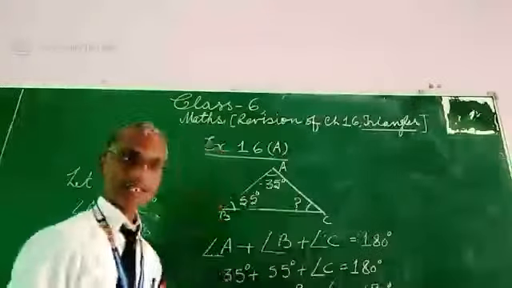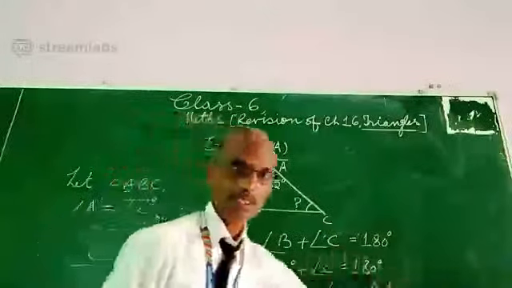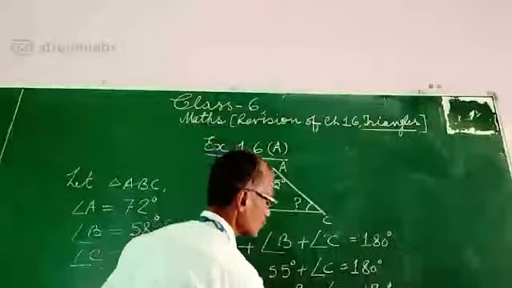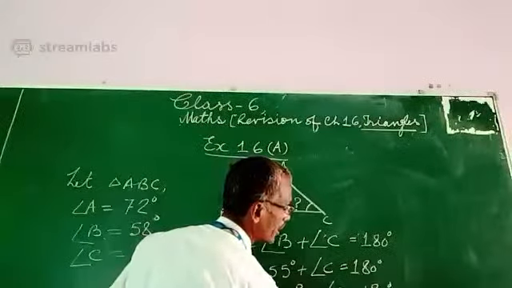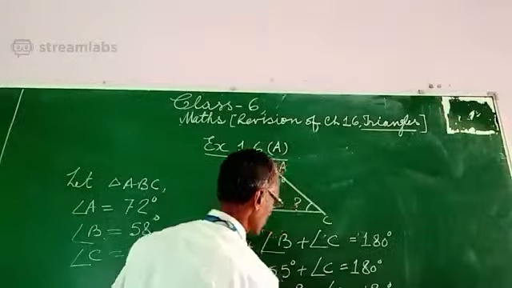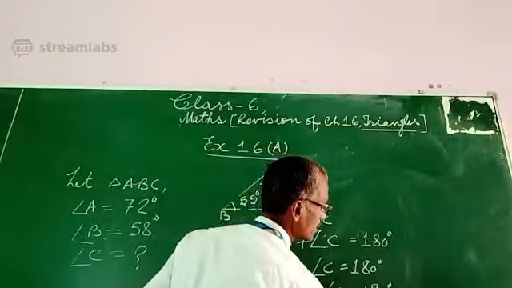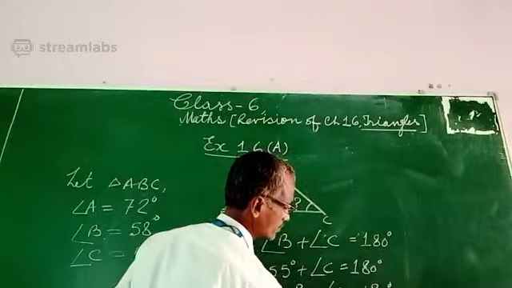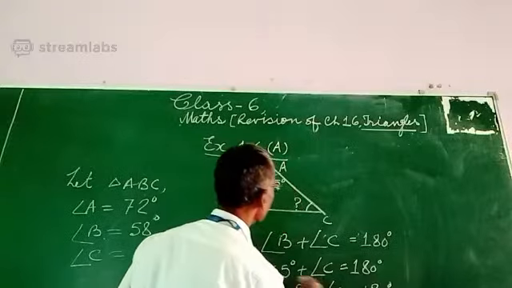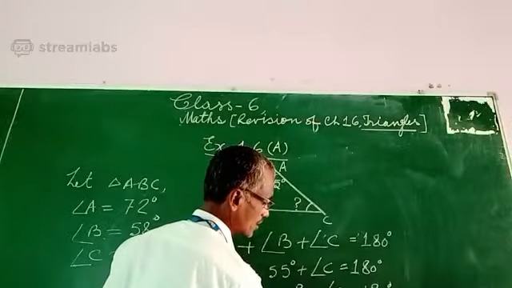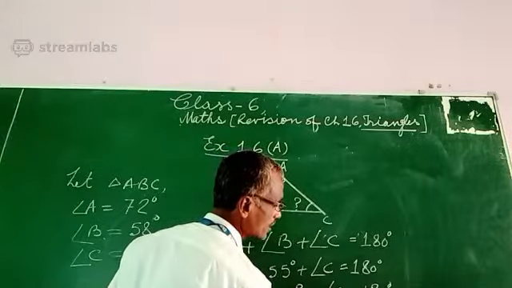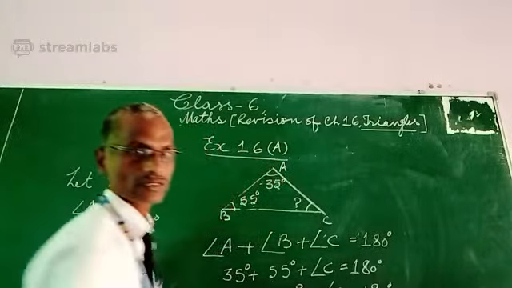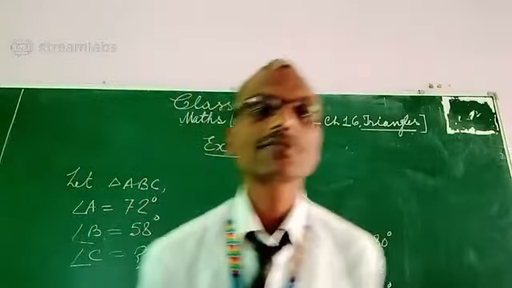Now transposing to the right-hand side, angle C is equal to 180 degrees minus 90 degrees. Therefore, what will be the measure of angle C? The measure of angle C is 90 degrees. Okay, have you got it?